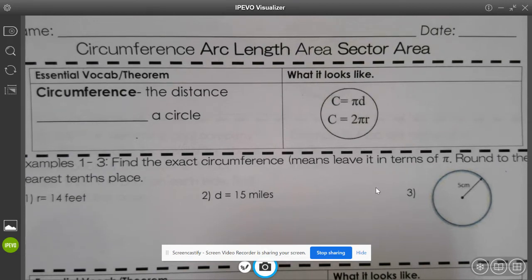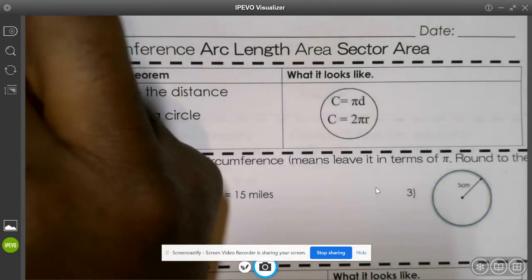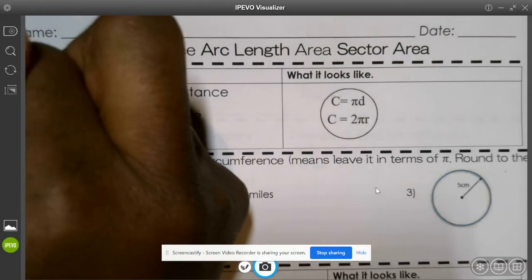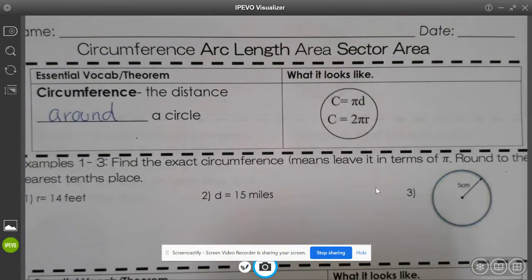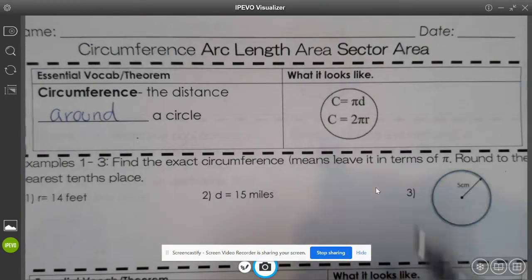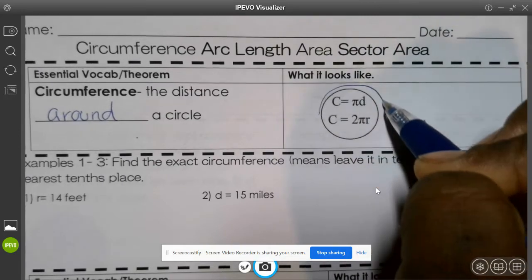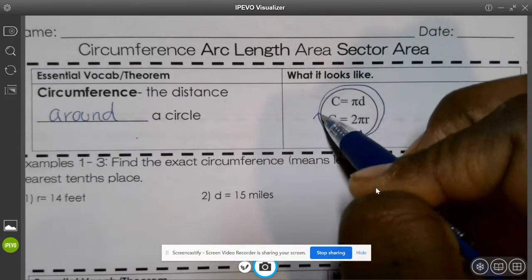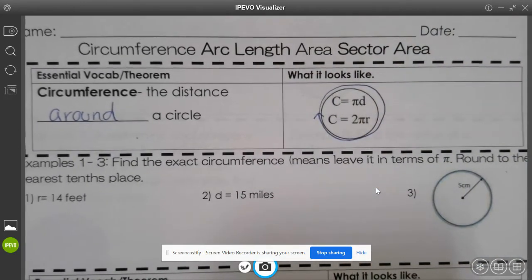Hi guys, today we're going to be going over circumference, arc length, area, and area of sector. So we're going to start with circumference, and circumference is the distance around a circle. Okay, so it's the total distance around, and it's not an arc length. It's not measured in degrees.